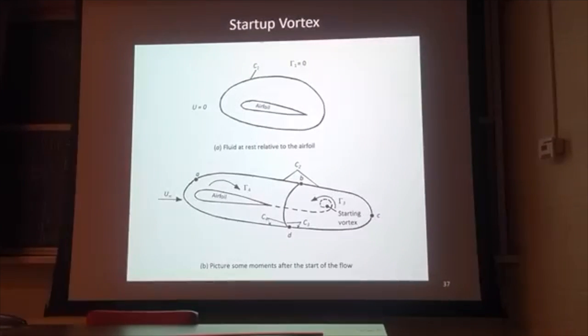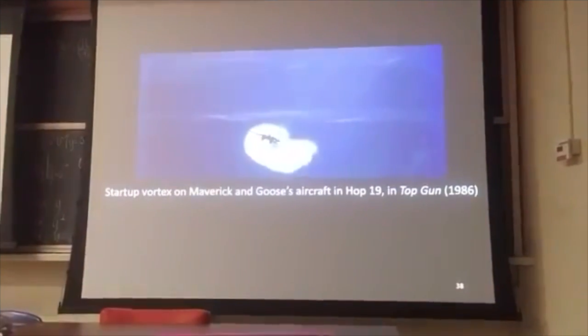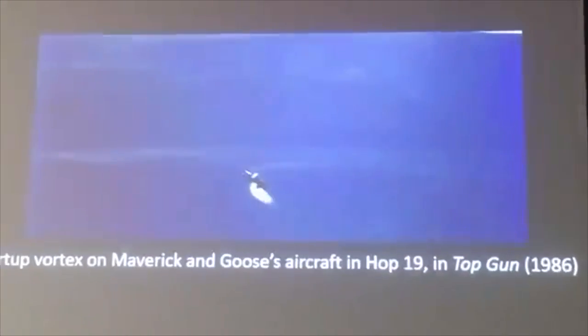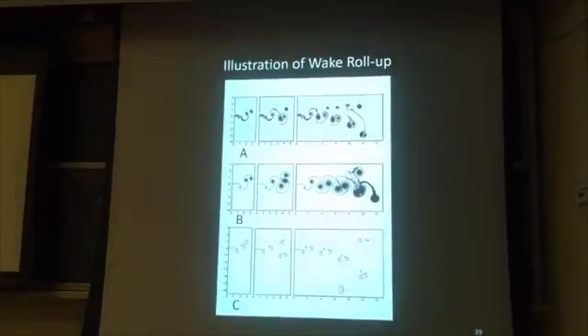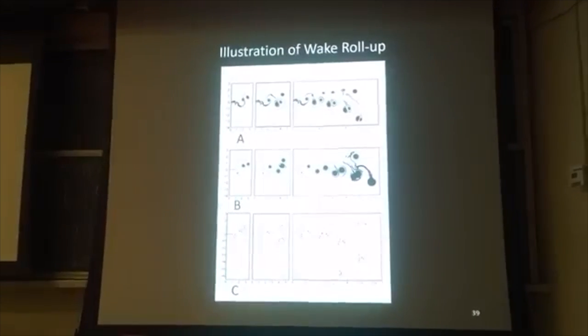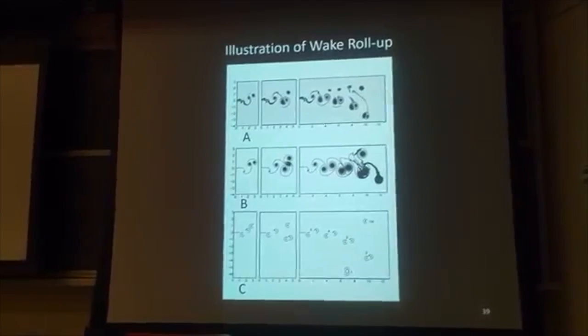I'm sure some of you have seen Top Gun, and so I'm going to show you a little bit of a scene that illustrates a shed vortex. Not a startup vortex, obviously it's not going from a standstill, but the aircraft is accelerating, and because of the exhaust, you can see the exhaust and the pressure change, you can see the startup vortex. So when you have your flow changing very quickly, you have a very wavy, kind of messy roll-up of those vortex elements. So either you can model it as a sheet, or you can model it as discrete vortices.